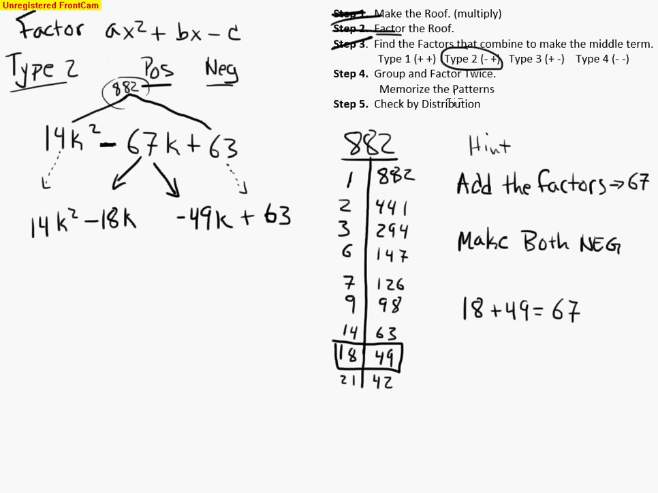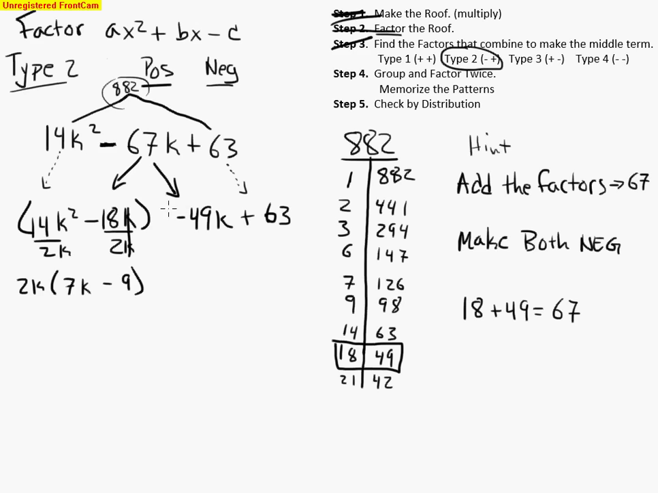Step 4 says group and factor. So I'm going to group this first guy, and I'm going to go ahead and factor him. What can I take out of 14 and 18? Just a 2. What can I take out of k squared and k? Well, I can take a k. So I have 2k out. So that's going to be 7k left minus 9.